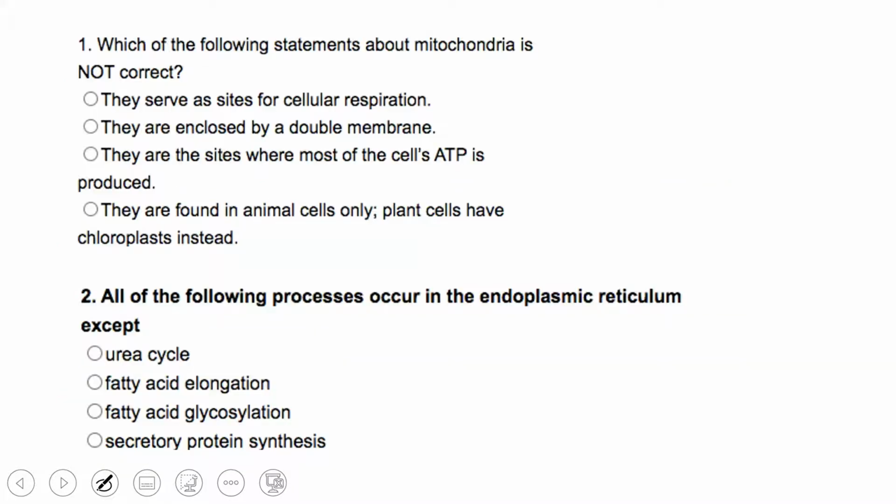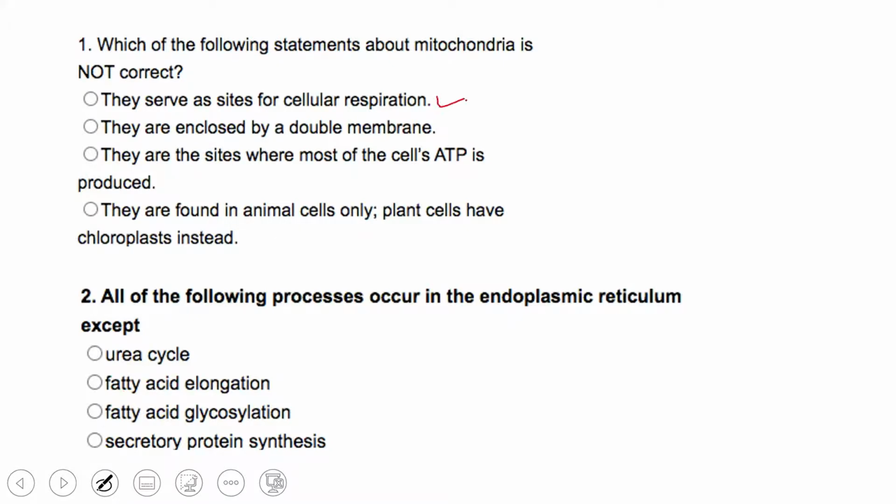Moving on to the next set of questions. Which of the following statements about mitochondria is not correct? They serve as sites for cellular respiration. They are enclosed by a double membrane. They are the sites where most of the cell's ATP is produced. And they are found in animal cells only. Plant cells have chloroplasts instead. So what do you think is the answer? This is very easy.